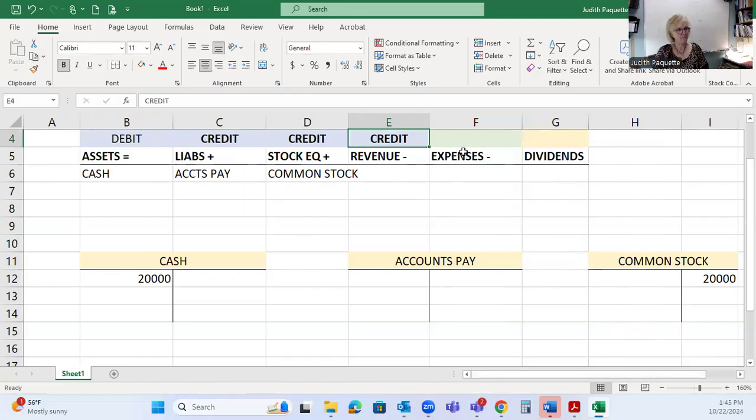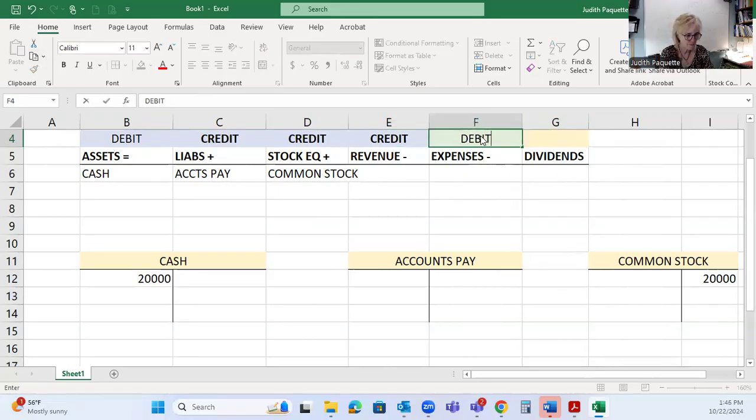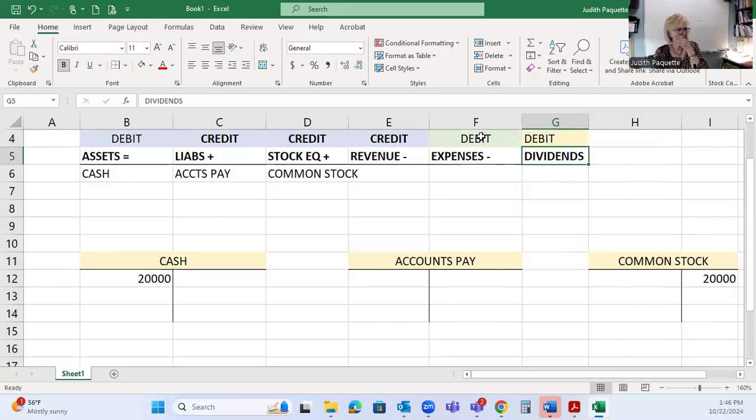When it comes to expenses and dividends, they're also on the right side of the equation, but we have this minus here and minus here. So we reverse it. And so it's a debit. All right, so let's do this. Stockholders invest 20,000 in the company, debit cash, credit common stock, they both went up. The ups and the downs don't have to equal, but the debits and the credits have to equal.